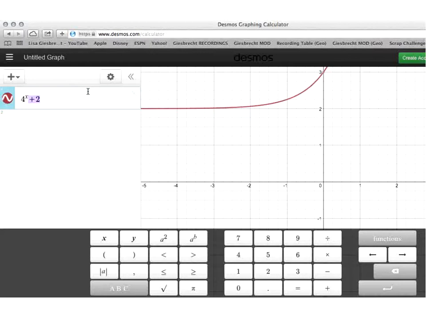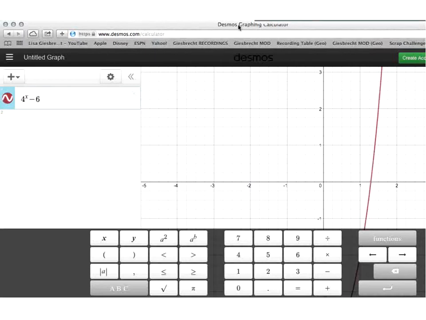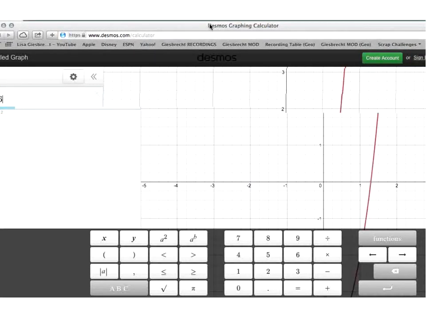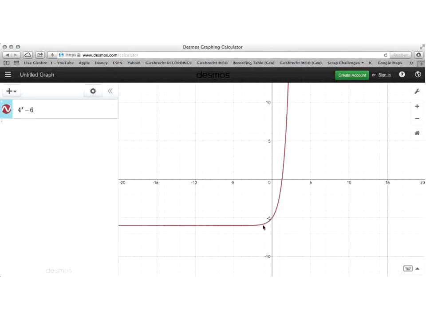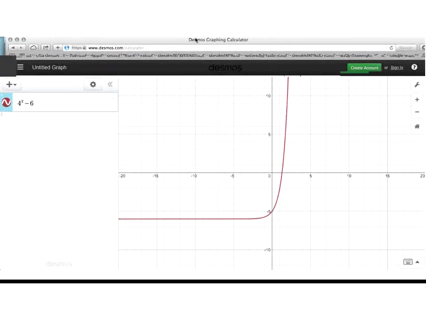Let's try another one. Somebody pick a number. Positive, negative, doesn't matter. 6. Positive or negative? Okay, negative 6. I need to zoom out. Let's see if it holds true. So here's negative 5, here's negative 6. So my range would be all real numbers greater than negative 6, and my asymptote, y equals negative 6. Good job.